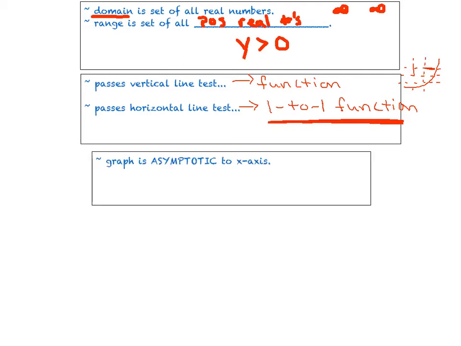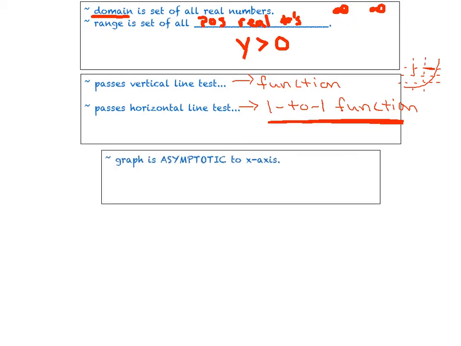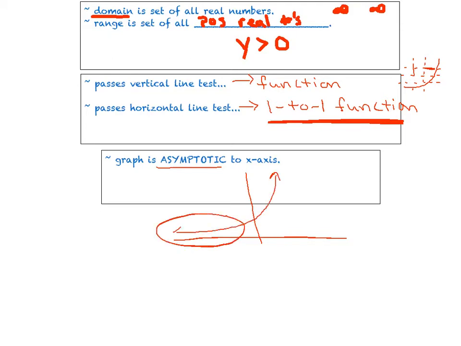And we saved the best for last here. This is the one I get most excited about. We're saying that the graph is asymptotic to the x-axis. And all that means is that somewhere here on the graph, like the one we drew earlier, this end of the graph is progressively getting closer and closer to the x-axis without touching it nor crossing it.